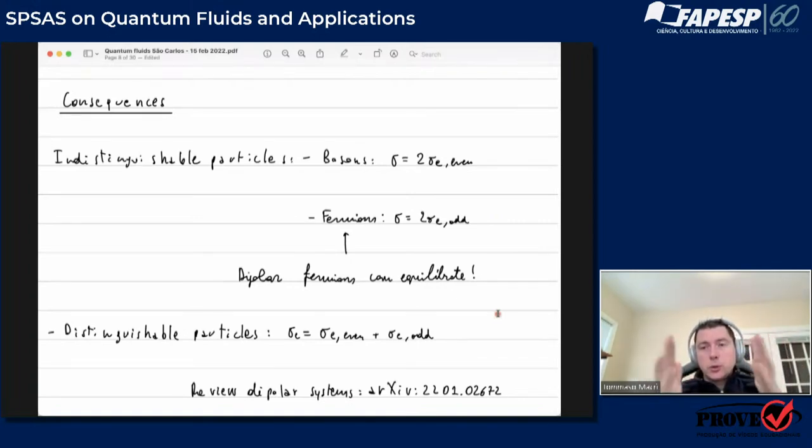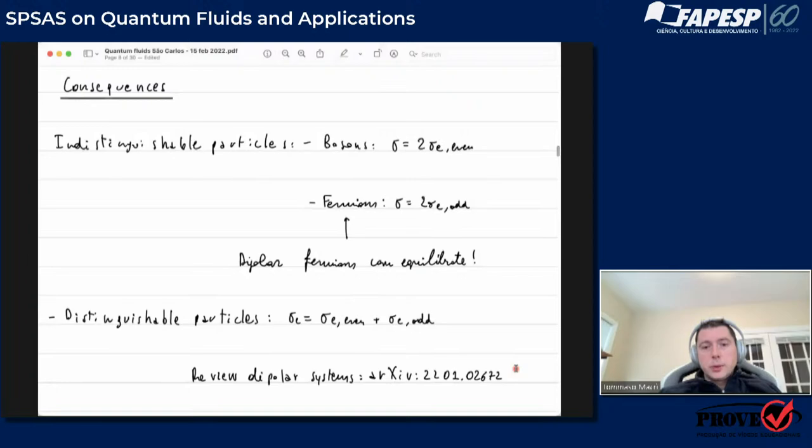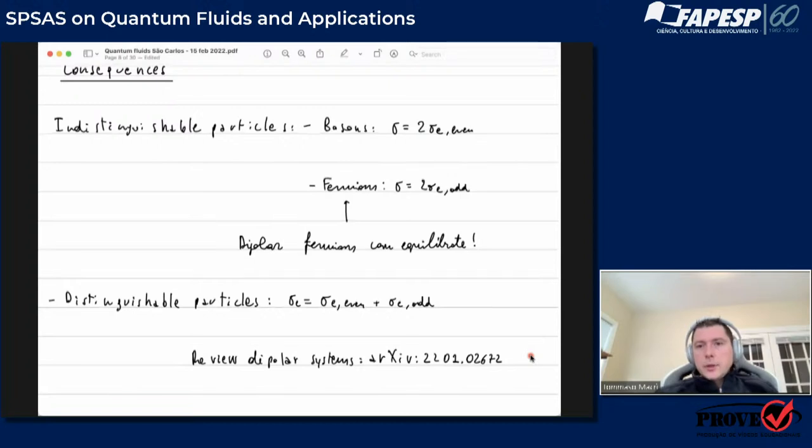to sum the contribution from both even and odd partial waves, because we don't necessarily need to symmetrize the total wave function. And if you're interested in a review of purely dipolar systems, where there are also some sections on scattering properties of dipolar atoms, I would like to recommend this recent review by Tim Langen, Francesca Ferlaino, and others.